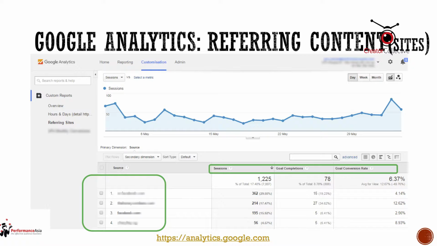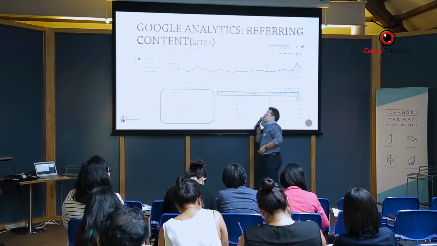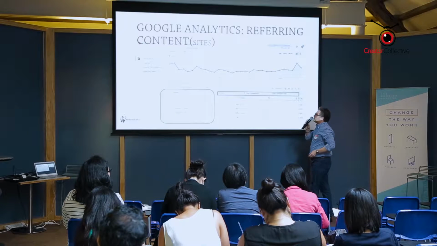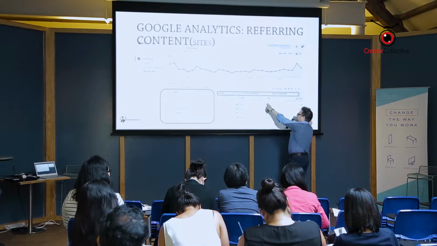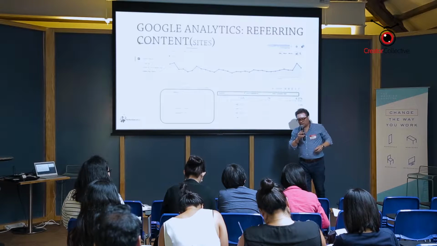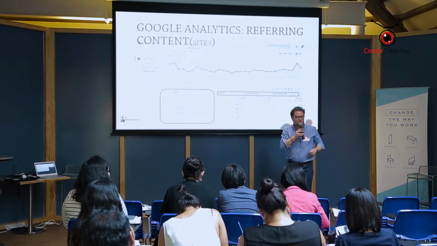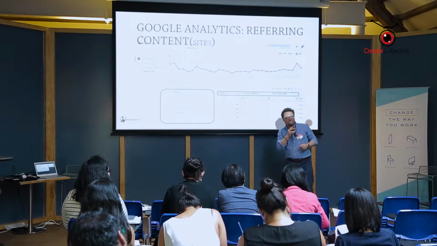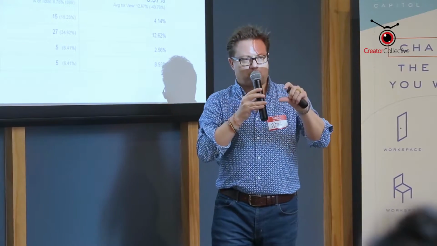So here again, what I'm looking for is the number of sessions that are coming from a particular source. You just see it says Facebook here. And this is where I start switching on the goal completions. So for a lot of my customers, you will have a contact form or sign up on a newsletter. You can actually put a goal against that. You can actually say when that event happens, that's a goal.